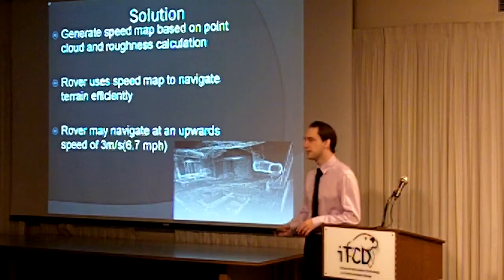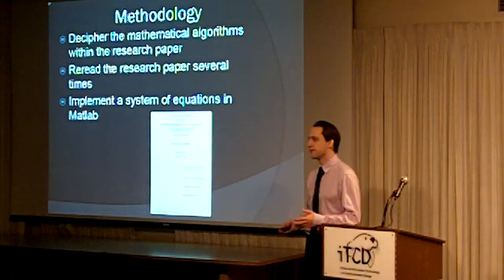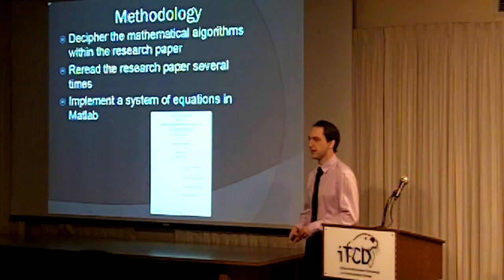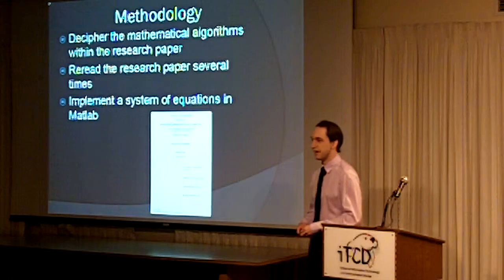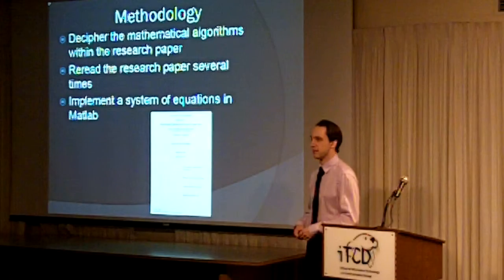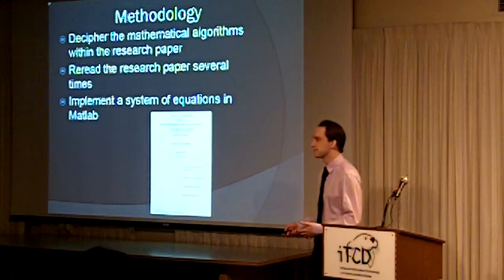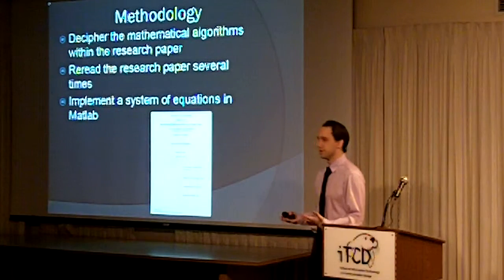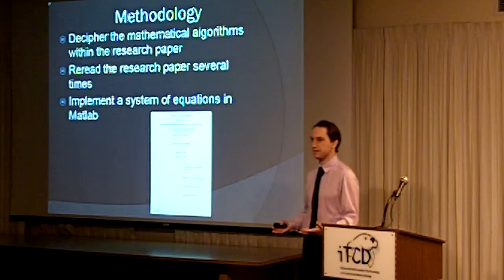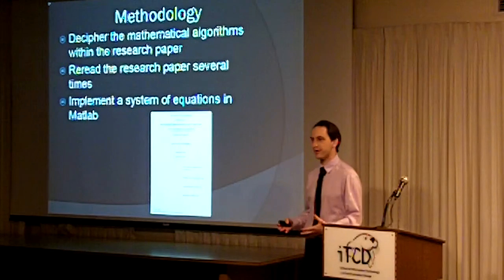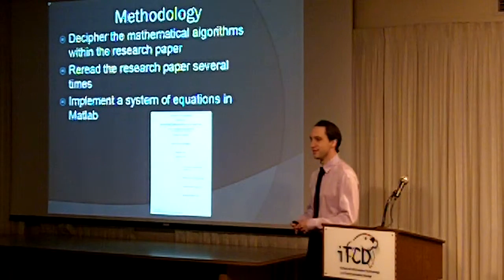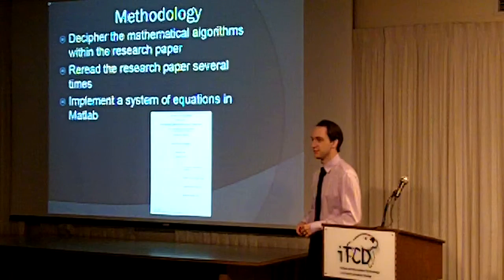Hopefully with this, depending on the rover that you're using, you could potentially increase the speed to about 6 miles per hour. The methodology that I used for this project was I had to go through and decipher many different mathematical algorithms and figure out how they worked and how to apply them to my project. So I had to reread a research paper about speed map generation several times over because the wording was very difficult to understand and took quite a bit of effort to wrap my head around.